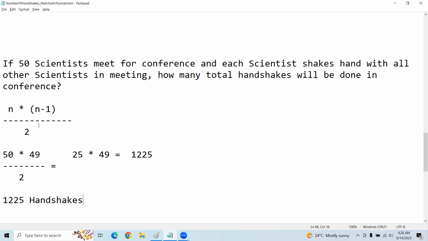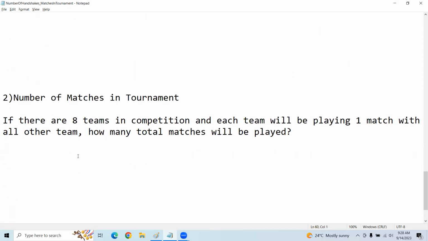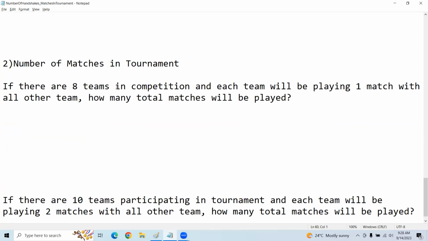This is the common formula we have for the number of handshakes and also the number of matches in a tournament. So let's look at the next question. If there are 8 teams in the competition and each team will play one match with all other teams, how many total matches will be played?